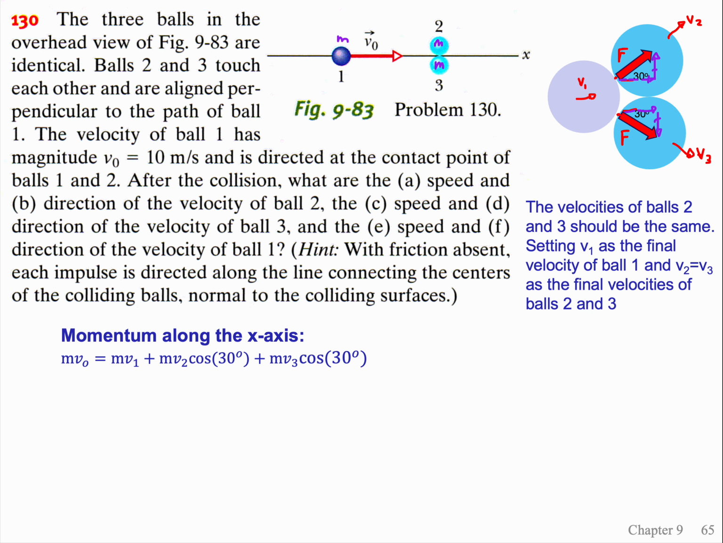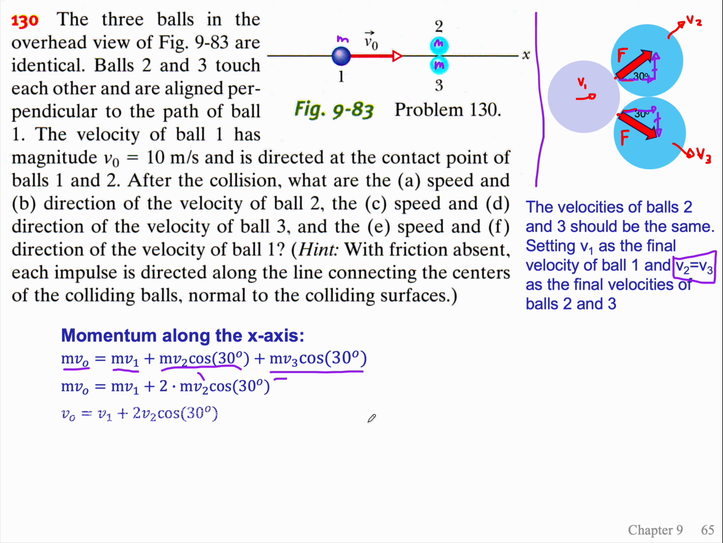Solving this, momentum along this axis, thinking about the before and after case: beforehand it's just m times v0, which equals the final momentum. The light purple ball has momentum m times v1, and the horizontal components of each of the other two balls add to that. Because V2 and V3 are equal to each other, we can reduce this so we don't have so many unknowns. Combining terms gives us 2 m v2 times cosine 30 plus that equals that. Dividing both sides by m gives us that.